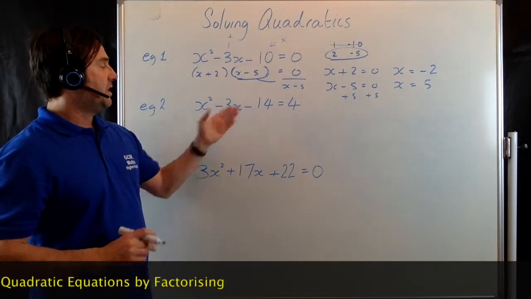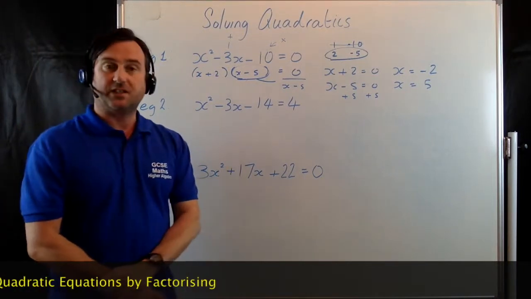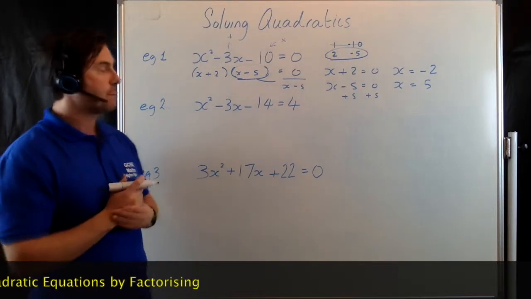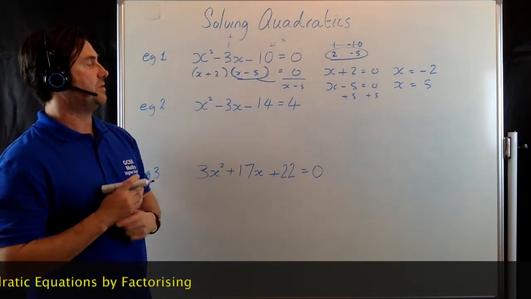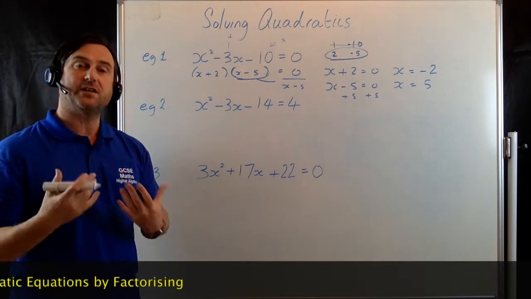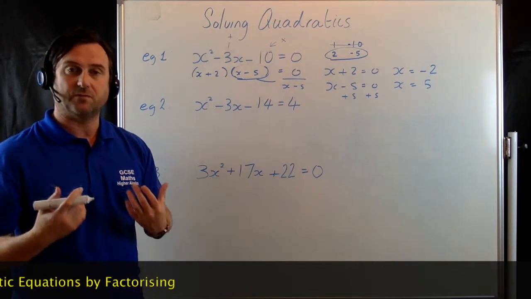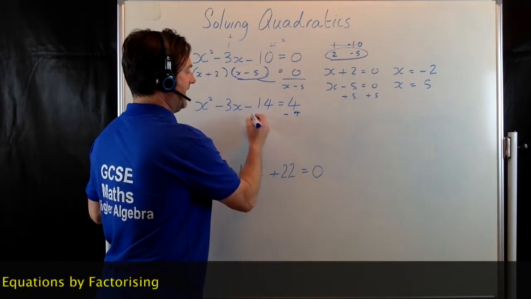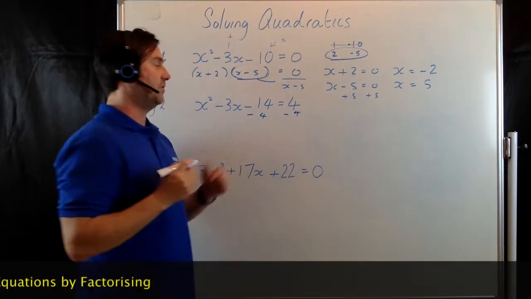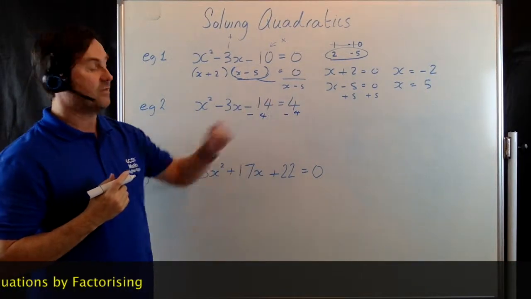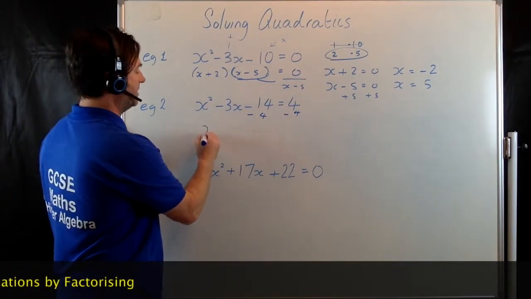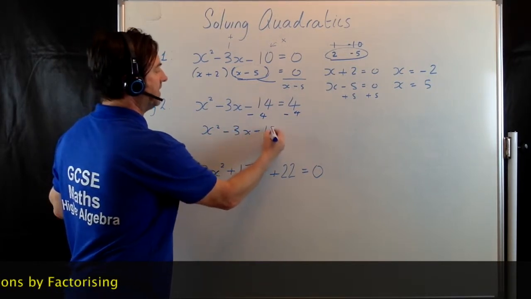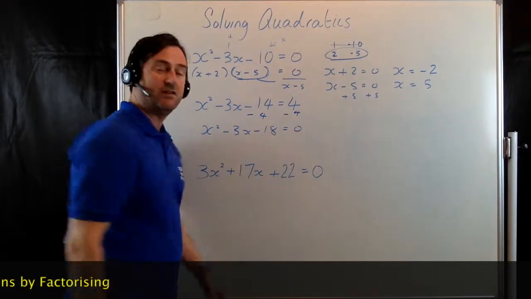Example 2. If I'm going to solve a quadratic, it must be equal to 0 before you can solve it. So in this situation it's equal to 4. We need to make the equation equal to 0 first of all. Well, that's easy to do because if I take 4 away from the right hand side, I take 4 away from the left hand side, I've now got 0 on the right hand side. So my equation becomes x squared minus 3x minus 18 equals 0.